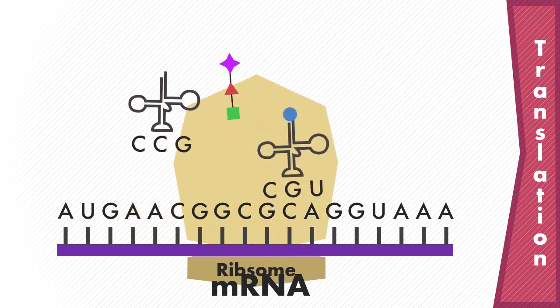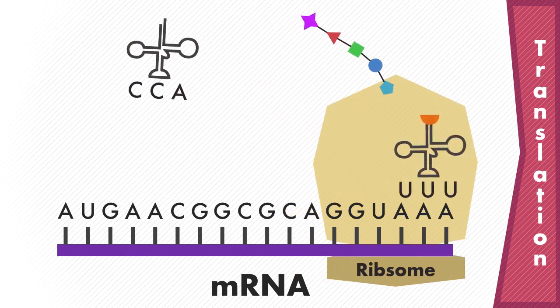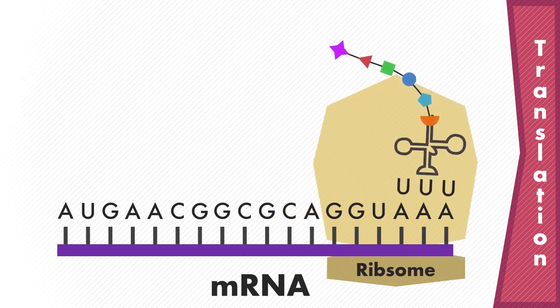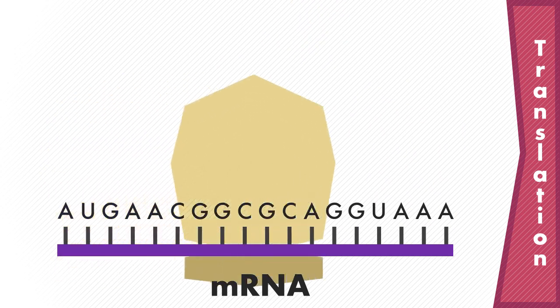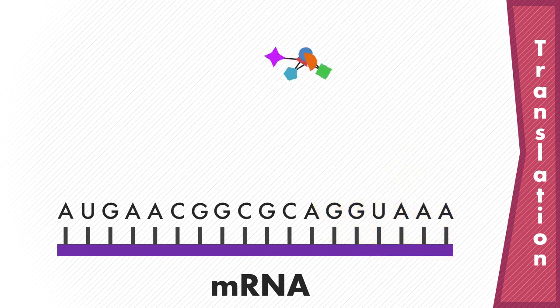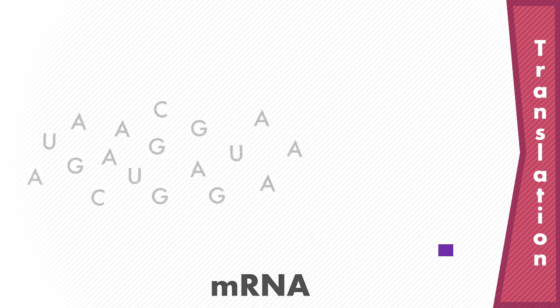The process repeats itself until the entire message is read and all amino acids are brought in sequence, forming a polypeptide chain. This chain folds into its final conformation and is completed and released. Multiple copies of proteins are made as other ribosomes follow the first ribosome. Finally, mRNA is recycled when protein production is complete. The nucleotides are also recycled and are used in other processes.